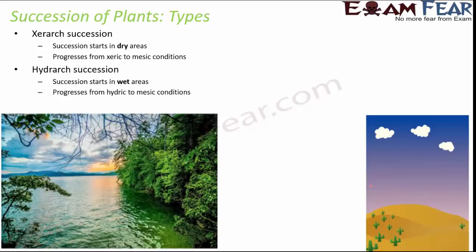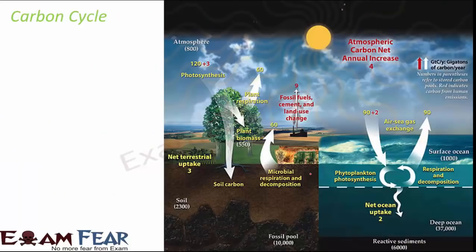So xerarch succession starts in dry areas. Here it progresses from xeric to mesic conditions. Hydro means water, so hydrarch succession starts from wet areas and progresses from hydric to mesic condition. So you see, this is hydric condition and this is mesic condition. In case of xerarch, it progresses from this condition to this condition. In hydrarch, it progresses from this condition to this condition. So these are the two types of successions in plants.